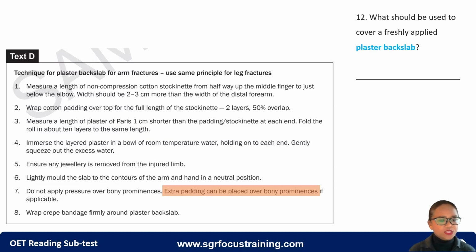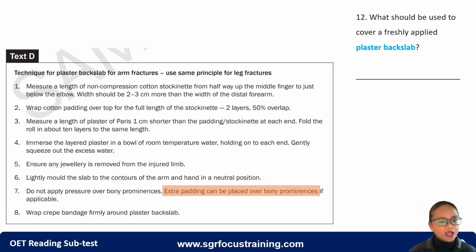Okay, so we then look at number 7 and we can see that in here it says extra padding can be placed over bony prominences. So it looks like at this point we're still applying something. So that cannot be the answer that we're looking for.